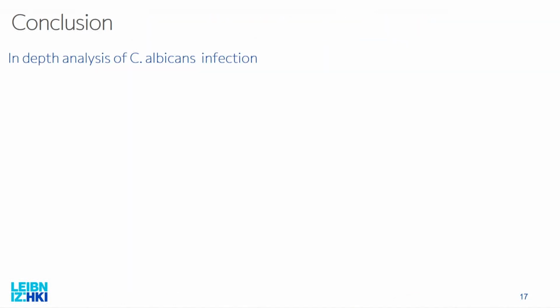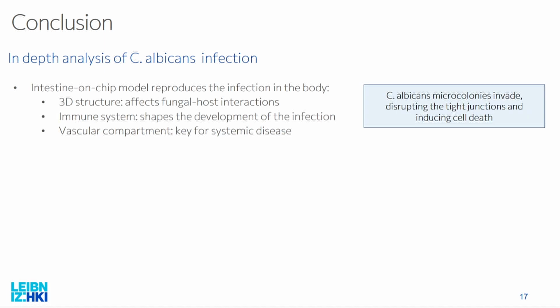And with this, I'm almost at the end, and my take-home message is that we have been able to study Candida albicans infection in ways we had not been able to before. So, of course, we have the intestine-on-chip, and I don't need to tell you all the advantages, but for us it has been crucial to have an epithelial barrier with an immune system that can better recapitulate the host-fungus interaction in the body. And we have seen how Candida albicans forms microcolonies and invades with them, disrupting the epithelial junctions and inducing cell death around them.